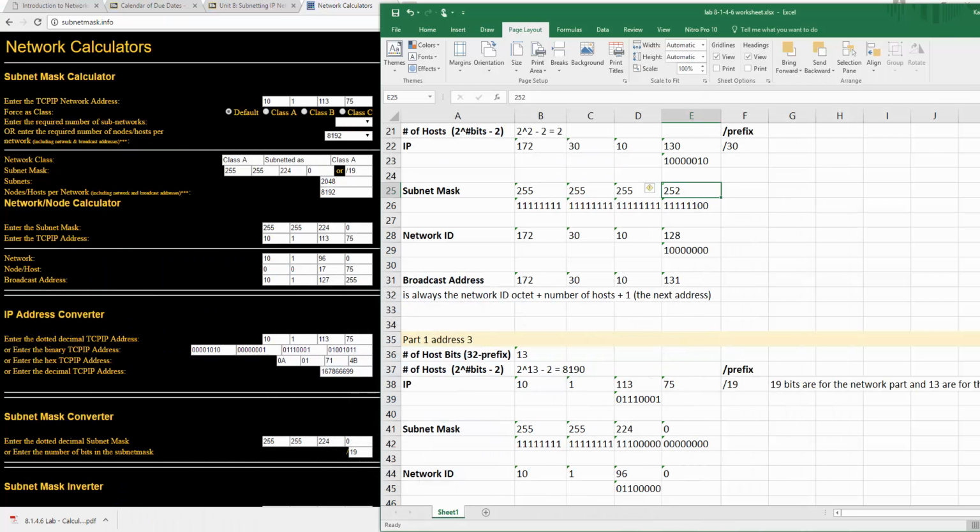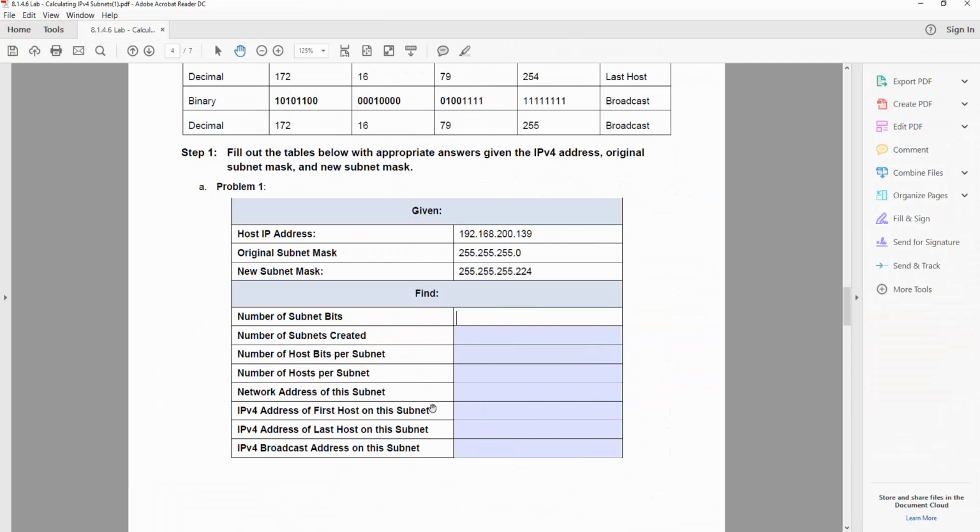Only check your work on subnetmask.info. Don't start off with that. Do some on your own. Check it to make sure you're doing it right. Remember, your 176 is your next class you're going to take probably next semester, and you'll be expected to know how to do this stuff here.